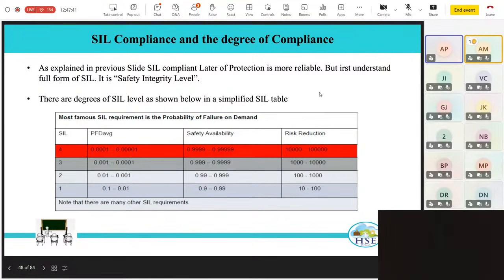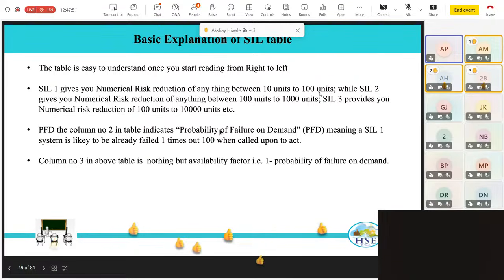Everybody understood? Please raise your thumbs if you understood. Okay, we move. Thank you. Now, the basic explanation of the table I have already given you. The table is easy to understand, but all these things I have given to you. You just read it once and we will move on.